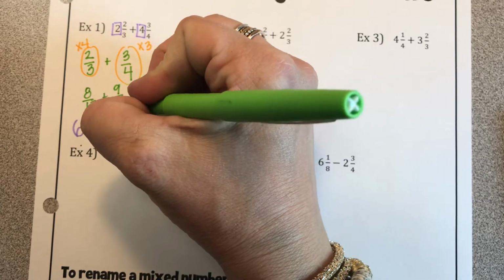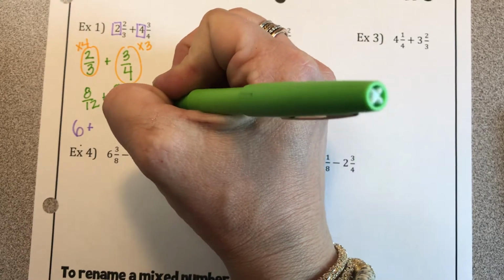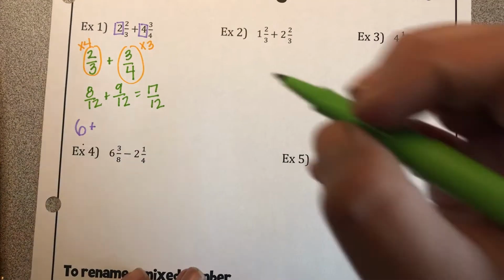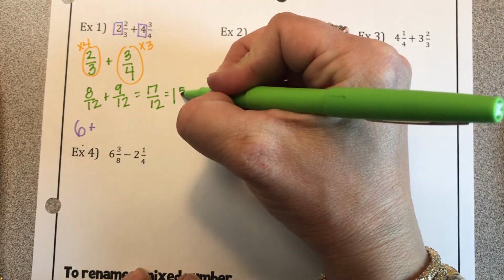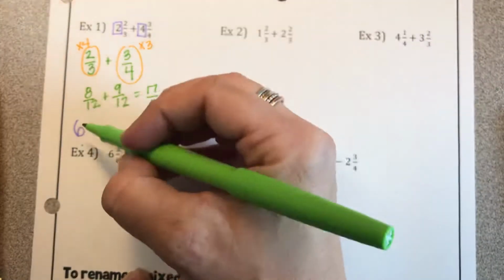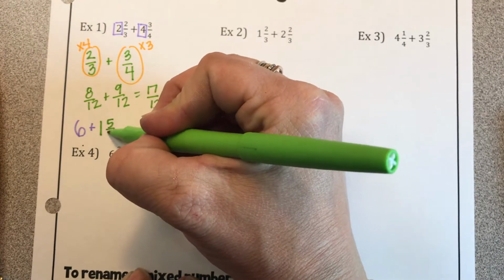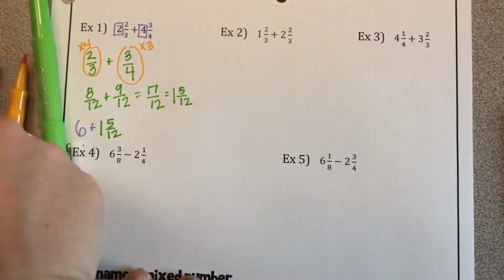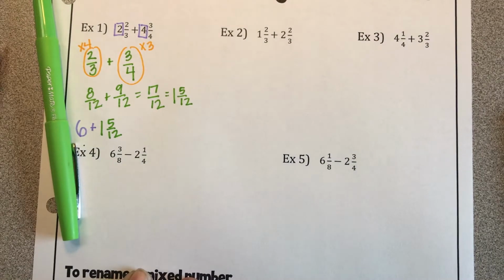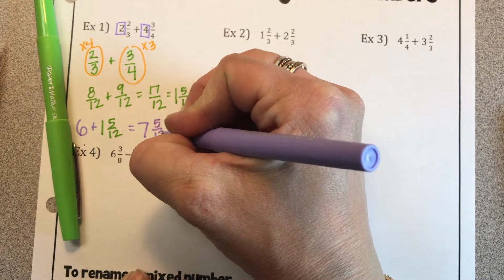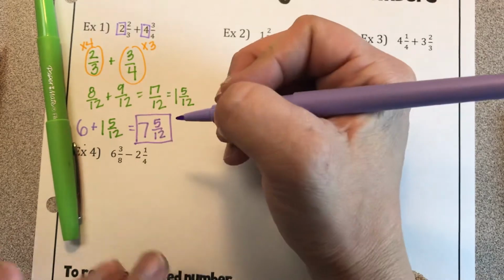plus 9/12 is 17/12. So if I make 17/12, right, that's improper, so I make it into a mixed number. That's 1 and 5/12. So I have 6 whole pizzas and then 1 and 5/12 of another. So when I add those together, 6 plus 1 is 7, and then 5/12.